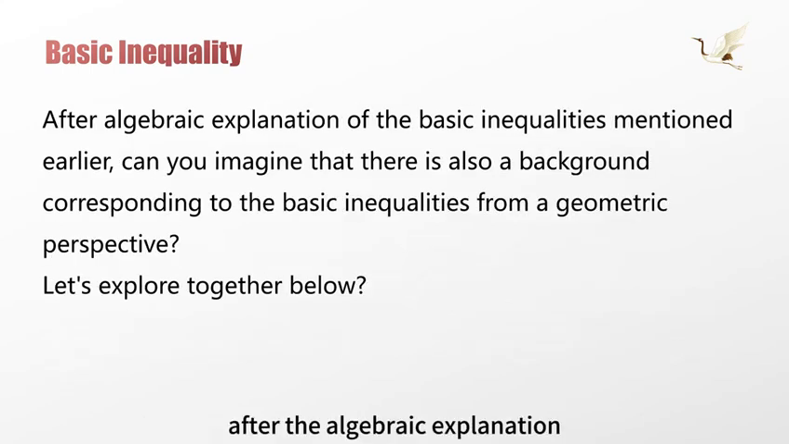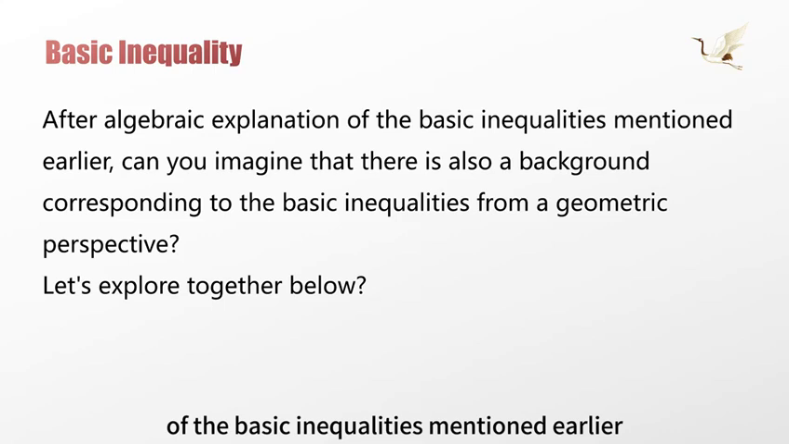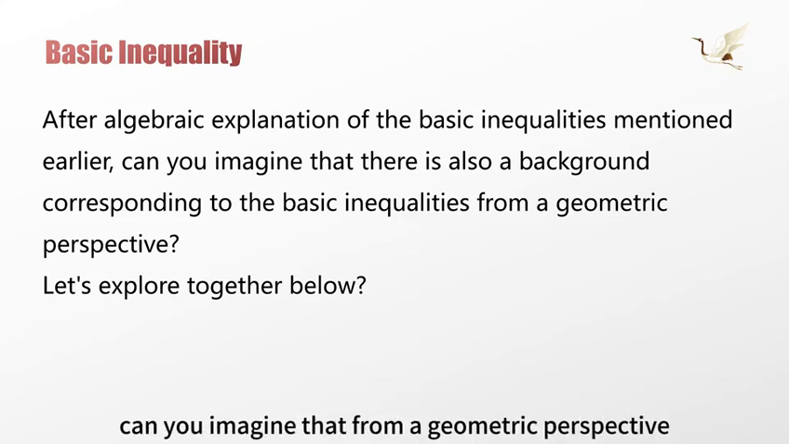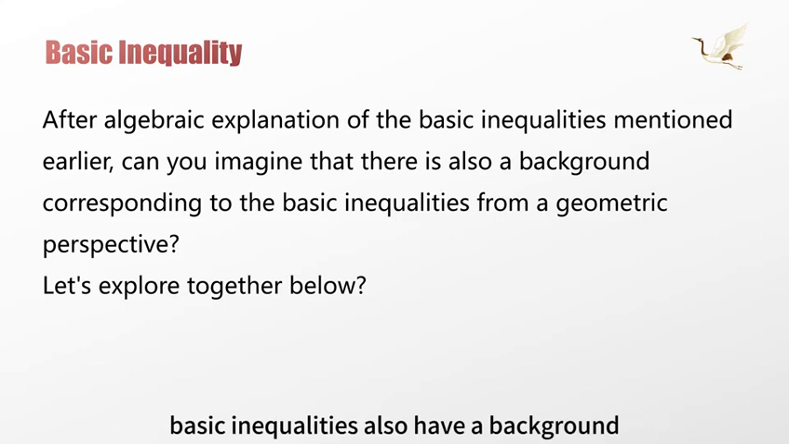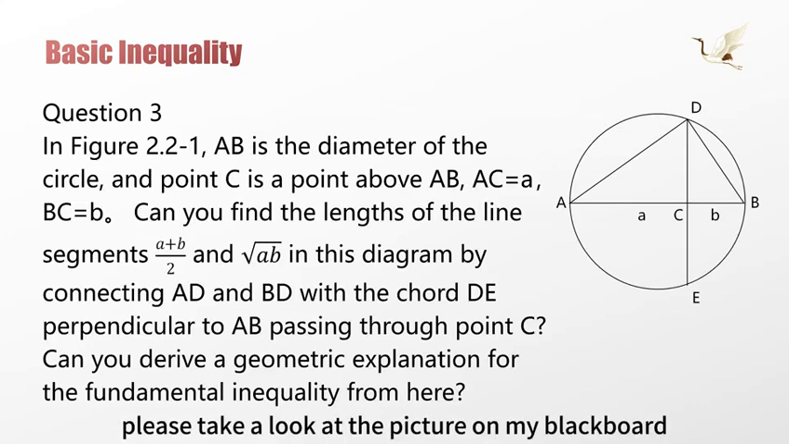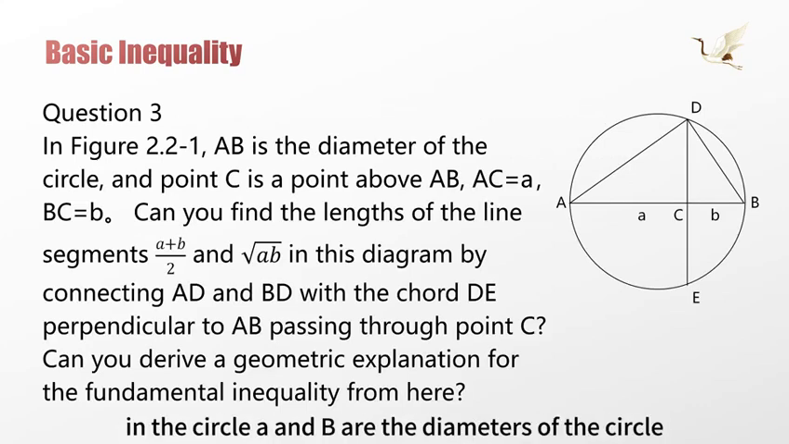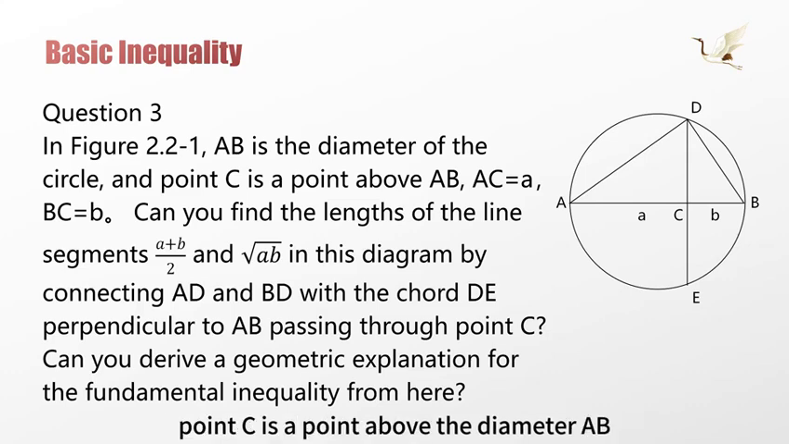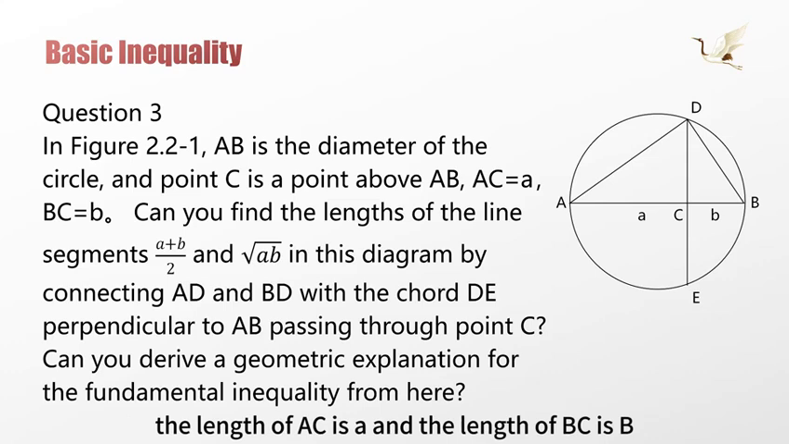After the algebraic explanation of the basic inequalities mentioned earlier, can you imagine that from a geometric perspective, basic inequalities also have a background to correspond to them? Let's explore together below. Please take a look at the picture on my blackboard. In the circle, AB is the diameter of the circle. Point C is a point on the circle above the diameter AB, the length of AC is a, and the length of BC is b.